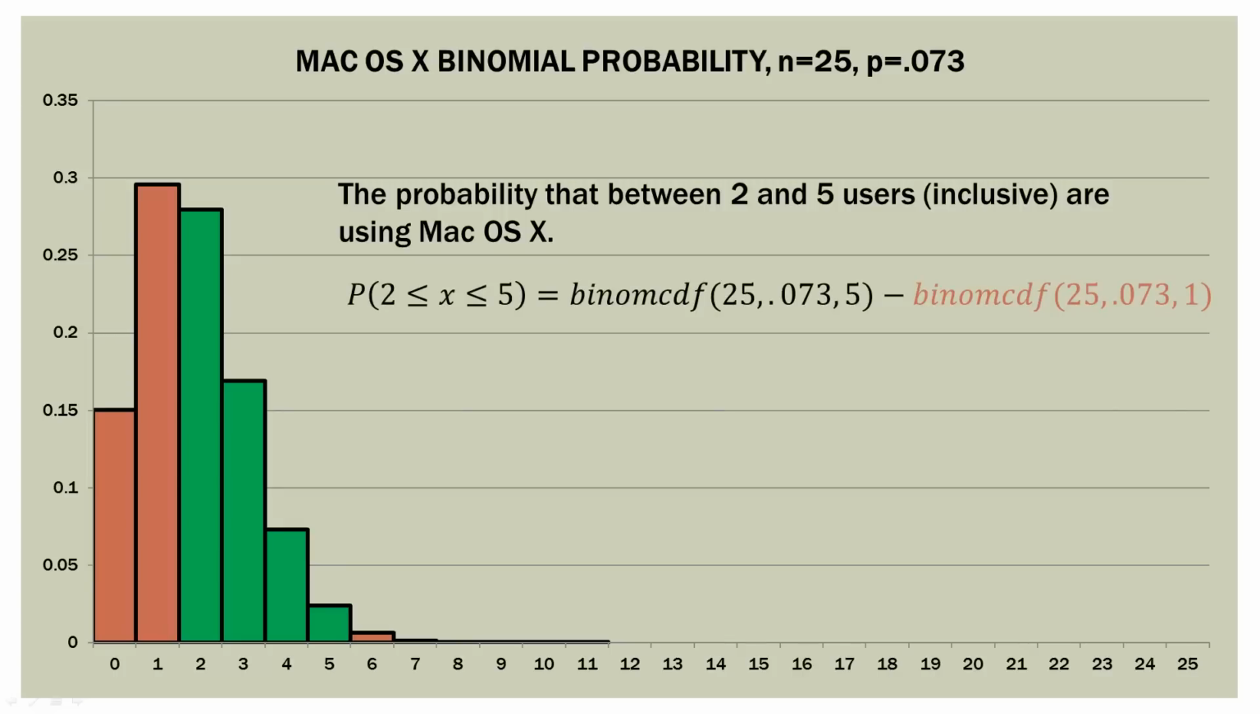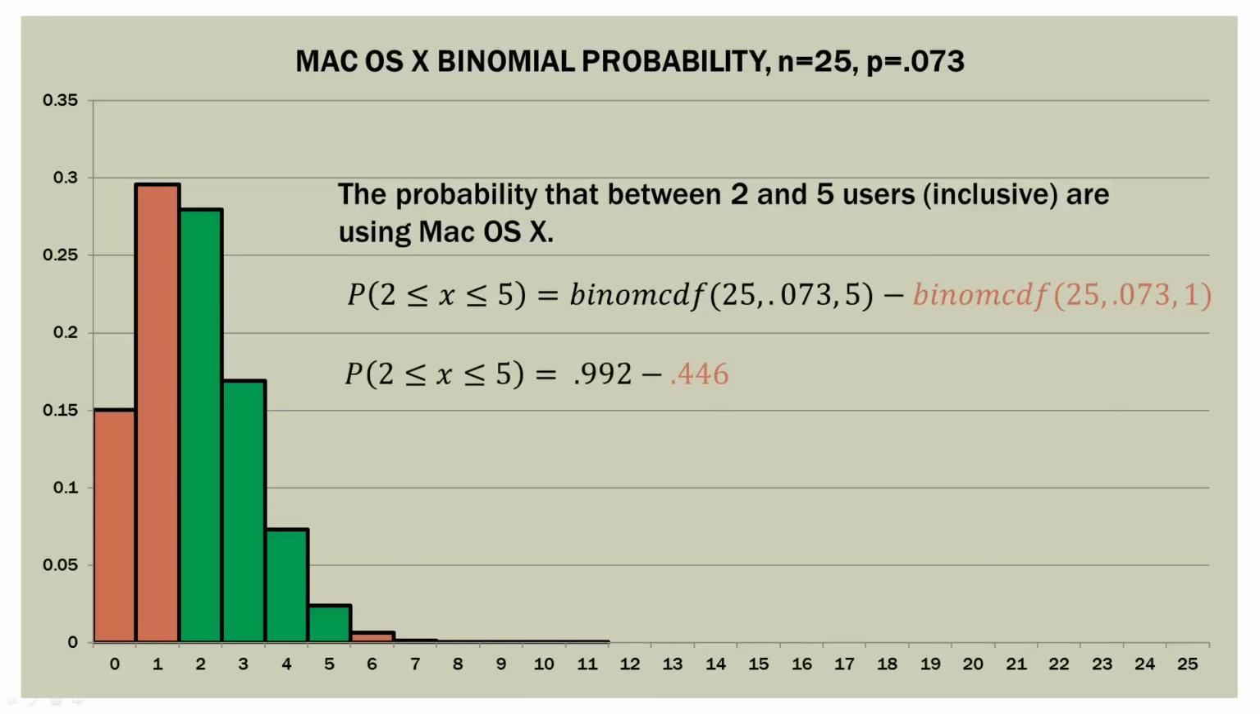So we're interested in between 2 and 5, but inclusive of 2 and 5. So if we find out the distribution up to 5, and then we subtract out, or kind of chop off, 0 and 1, that'll give us the 2, 3, 4, 5. So in the calculator, we do the 5 first. So binom CDF, 25, 0.073, 5. That will give us the cumulative probability up to 5. Then we'll subtract out everything up to 1. So binom CDF, 25, 0.073, 1. That'll subtract out the 0 and 1 bars.